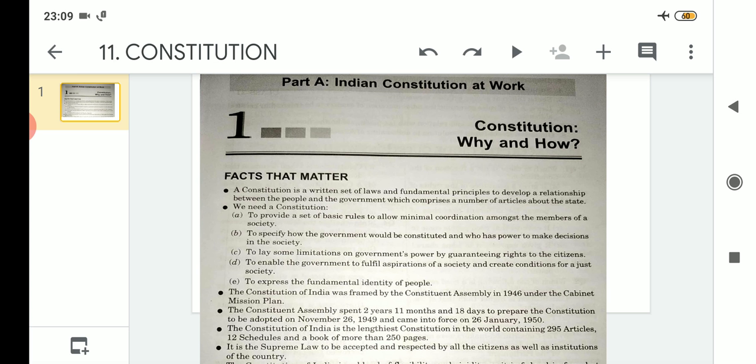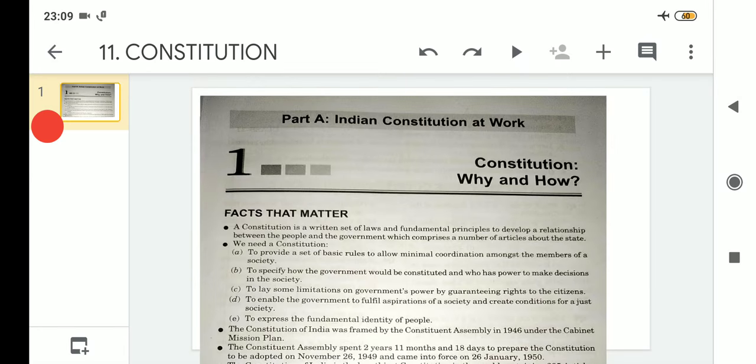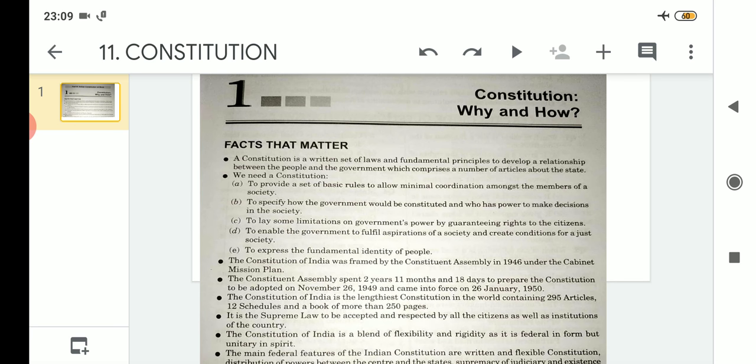After that, number 4, the constitution is needed to enable the government to fulfill the aspirations of society and create conditions for a just society. That means the constitution will enable the government to fulfill the aspirations of the people. There are certain guidelines, rules and regulations according to which the government must rule the country. Along with that, another duty of the government is that they should be able to create a just society, that means a kind society for all.